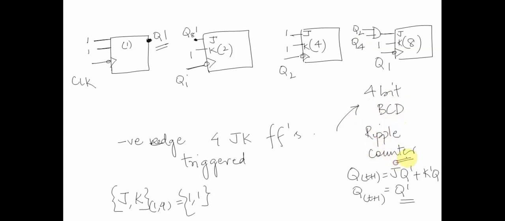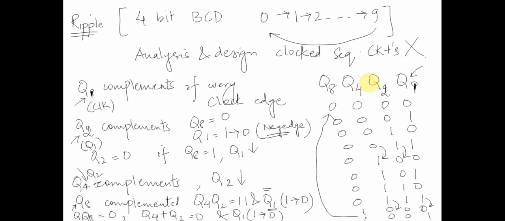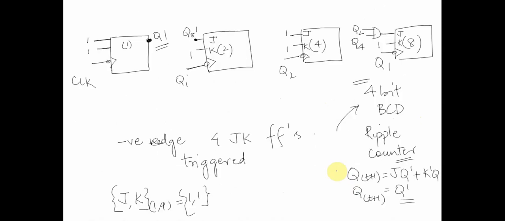This is a bit complex because there's no standard approach of doing this. So I would suggest that you go through these two foils and spend some time on this. Try to understand what we mean when we say that Q1 complements on every clock edge, Q2 complements whenever Q1 moves from 1 to 0 and Q8 is 0, and it gets cleared whenever Q8 is equal to 1. And this would explain why we are inputting Q8 bar over here. Correct? And similarly, once you have understood this, you will understand why we are inputting Q1 over here.